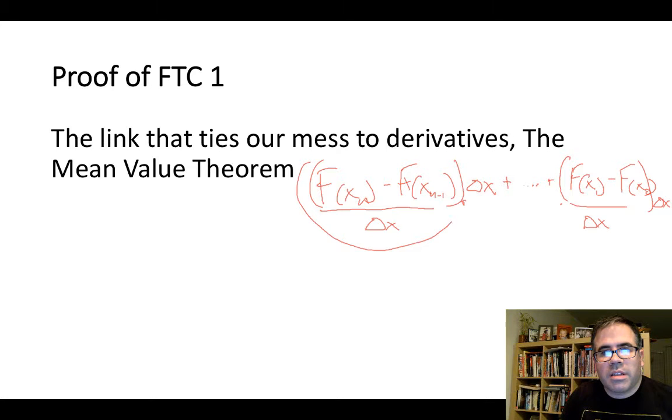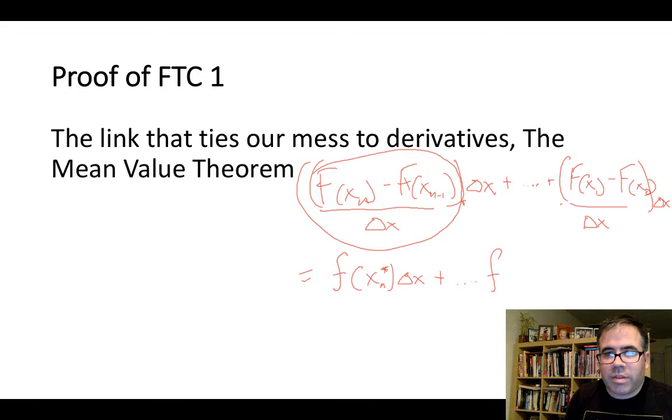This has to equal the derivative of f, so little f, for some x in this chunk. And we're just going to call this x n star, because we don't know where it is. And then we have this times delta x plus dot dot dot. And then this one, so this would be f of x1 star times delta x. You could use a c, I guess, for your constant. It's not that big a deal.